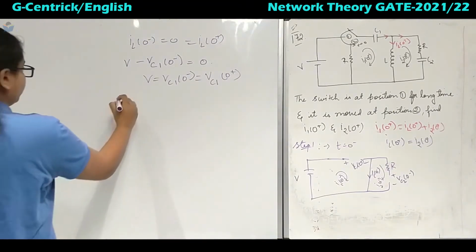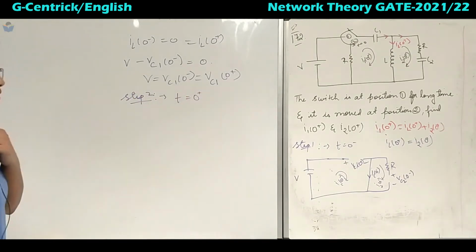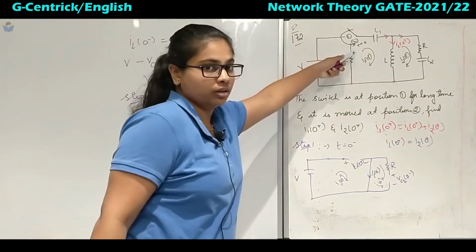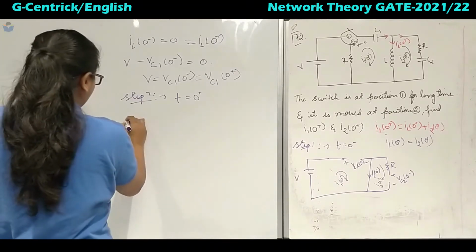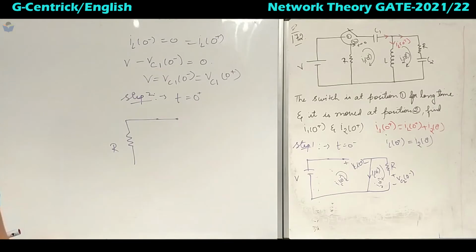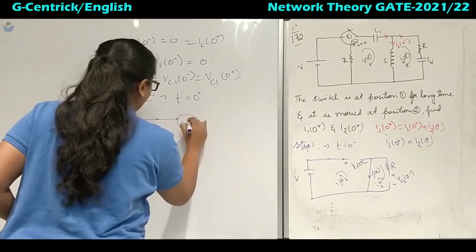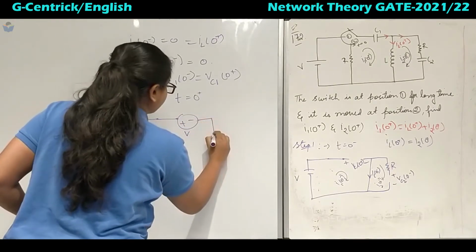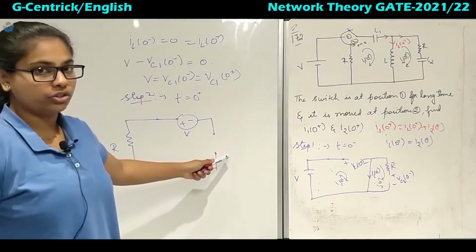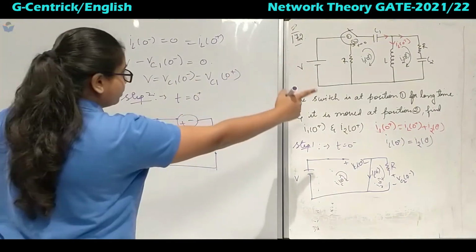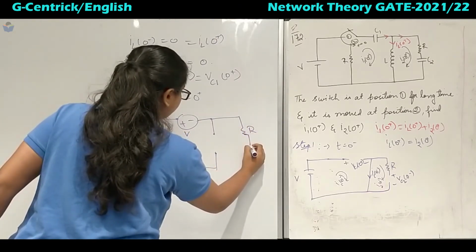Next we will move to step 2, where we have to analyze for 0 plus. The switch will be at this position, so this will be R. What will the capacitor be? It will be short, but with the value of V, the voltage source V. Here the inductor will be open, but with a source of 0 ampere. So then we have R, and the capacitor will be short.